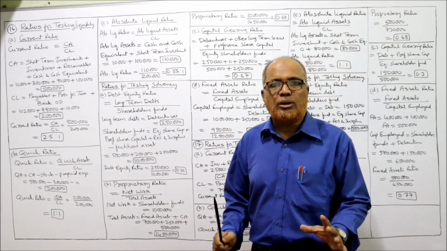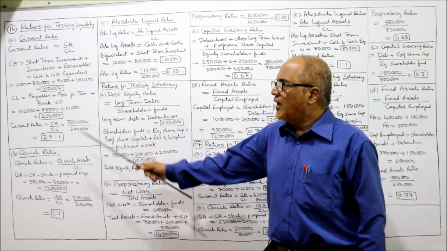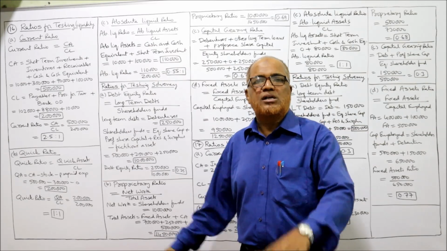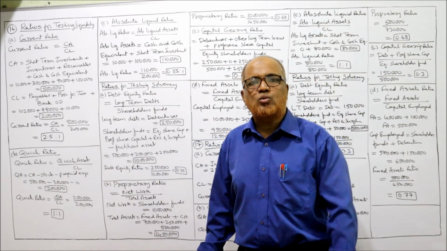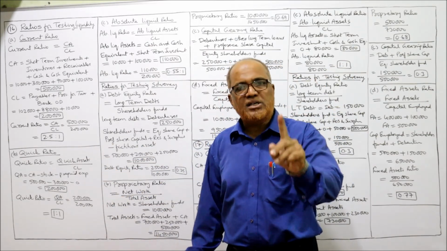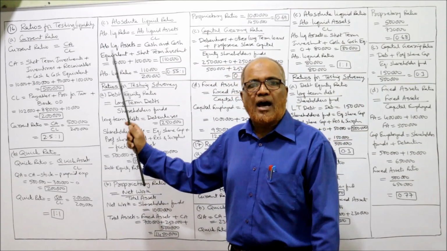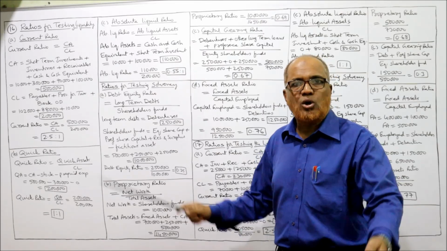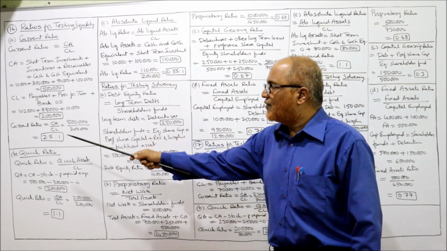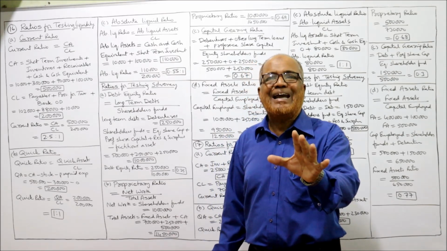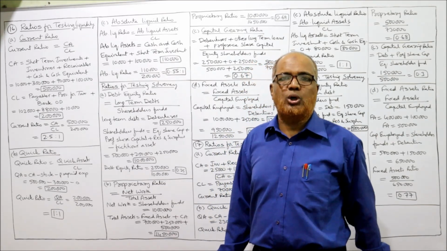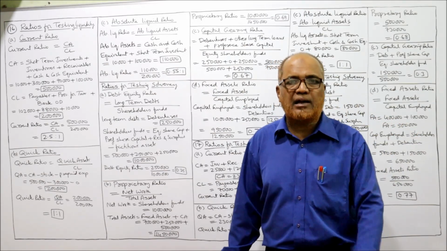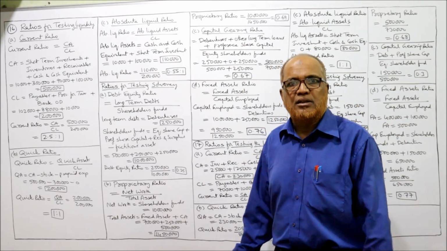Now you have to give the conclusion. What conclusion should you give? Liquidity. The liquidity of the business is good because the current ratio is more than 2:1. The quick ratio is 1:1, up to standard, and the absolute liquid ratio is more than 0.5. So from these ratios, it can be concluded that the liquidity position of the company is good. The company is in a position to pay the current liabilities on time. That's it. This is the interpretation.